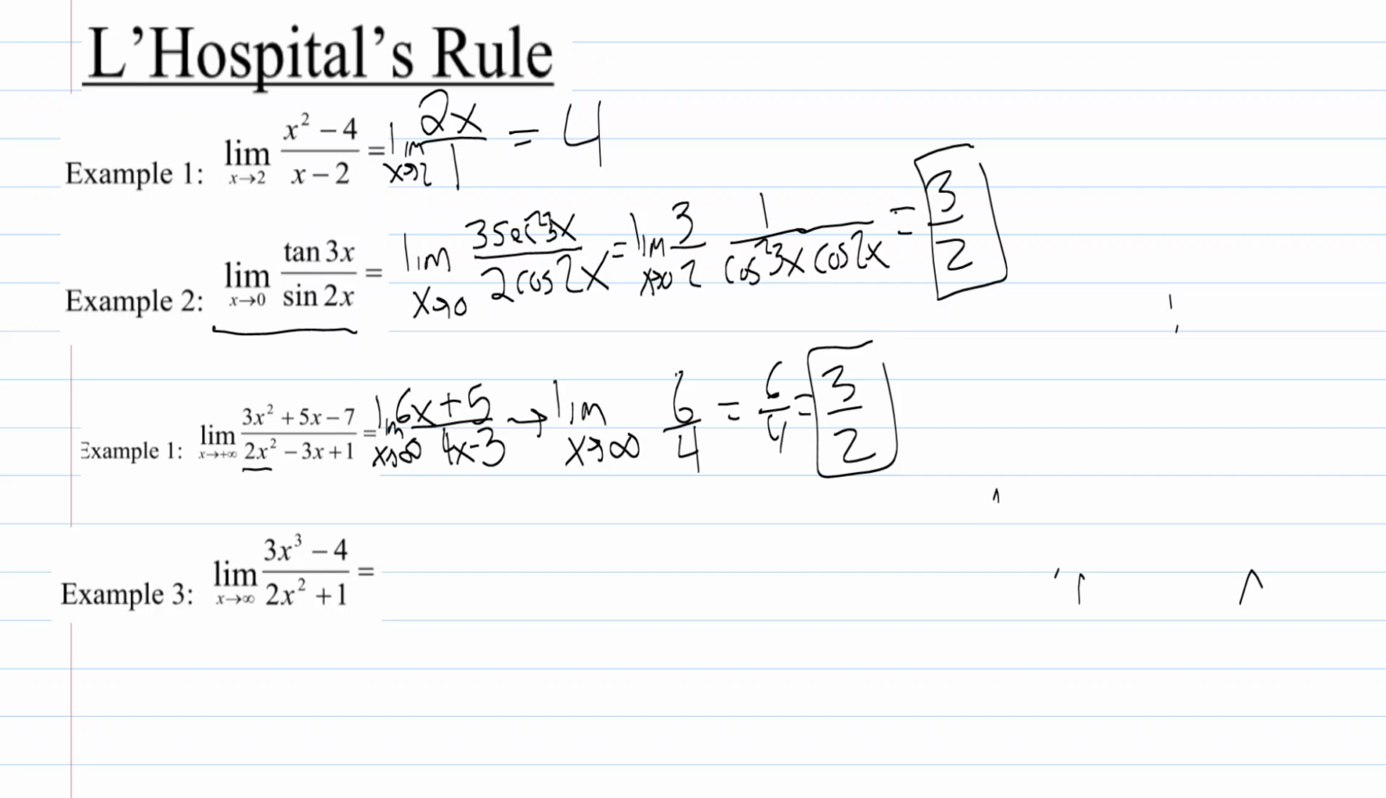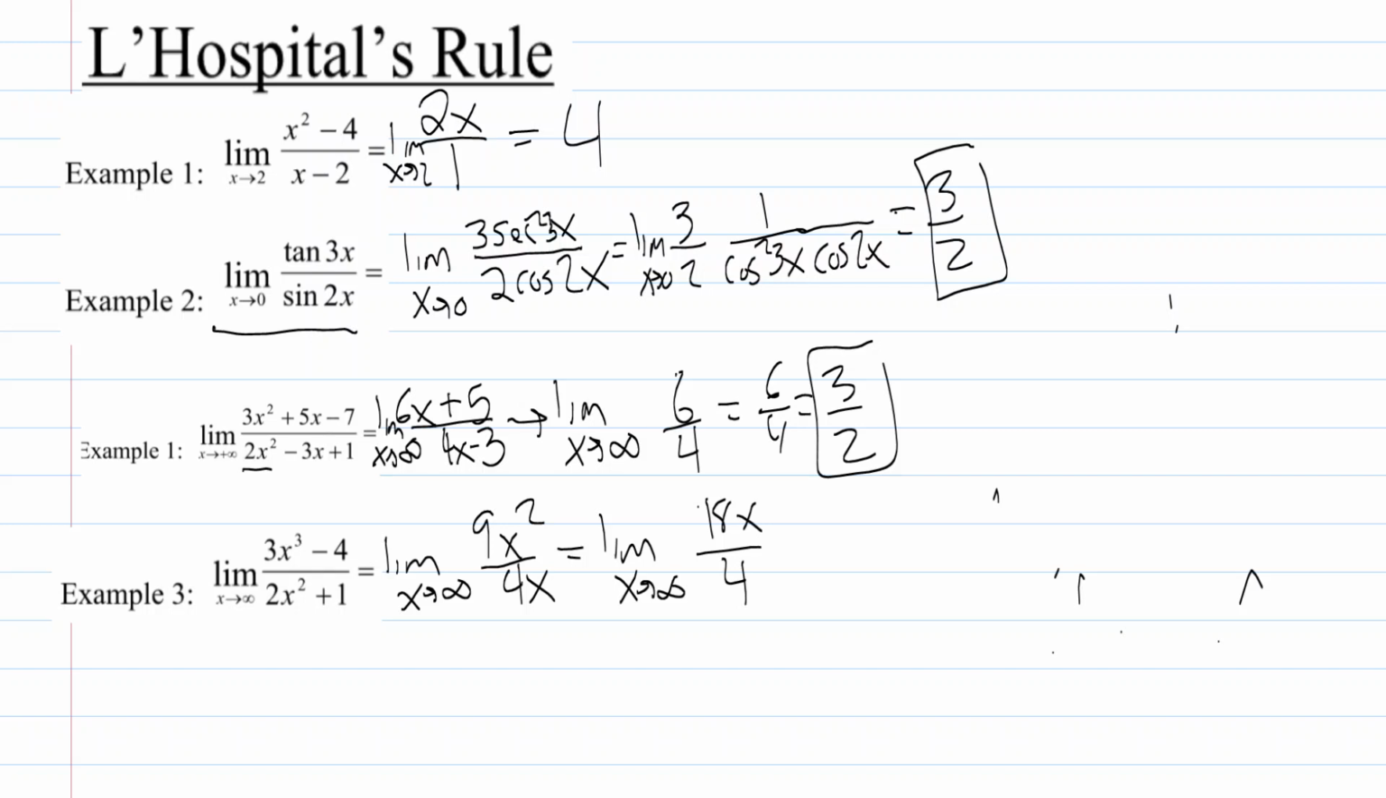We have infinity over infinity because 3 times infinity cubed over 2 times infinity squared, that's infinity over infinity. And so I'm allowed to L'Hopital's this, limit as x approaches infinity, of 9x squared over 4x. Okay, still infinity over infinity. I'm allowed to go again. 18x over 4 is what I get. So 9x squared's derivative is 18x, 4x's derivative is 4. Okay, I no longer have infinity over infinity.